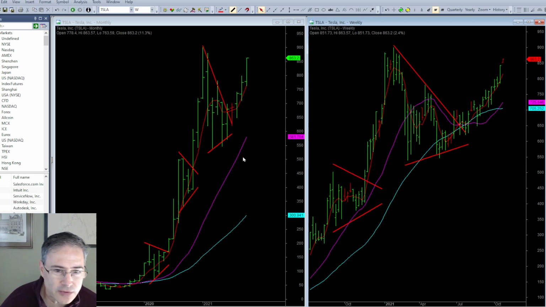But if you do it on the higher time frames, it can be really useful to tell you which stocks have more power, more potential in the short term to get explosive.